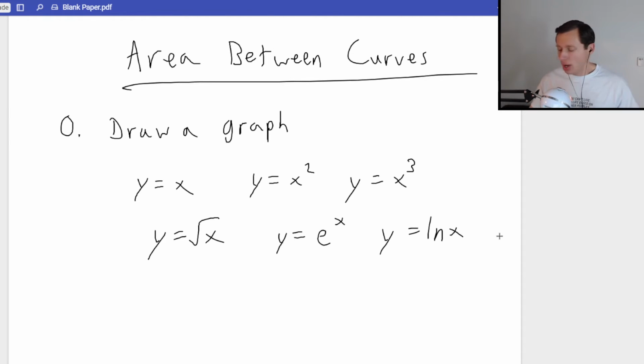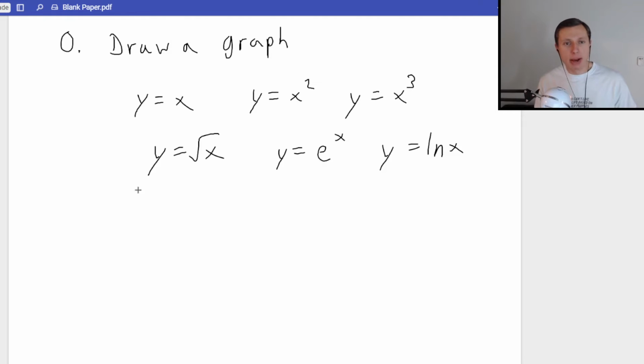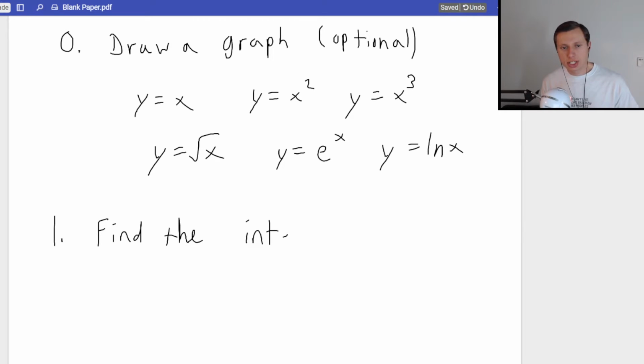So then step 1, the real step 1, after you draw the graph, and by the way, drawing the graph is an optional step. I'll even put this in parentheses. It's optional. You don't have to do it. Step 1, you don't have a choice. You need to do this. You need to find the intersection points. What does that mean?